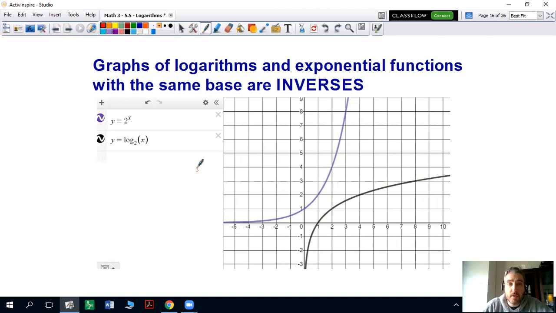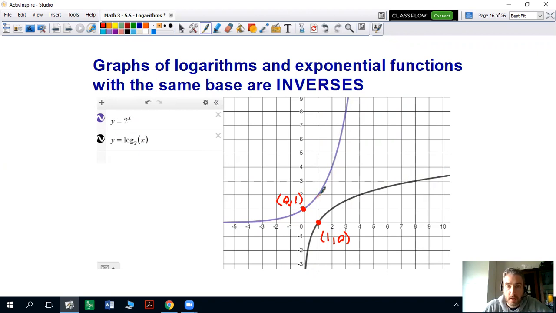So a couple takeaways here: 2 to the x power. Since the base of that is 2, the inverse of that is log base 2 of x. And just a couple of points worth mentioning. Think of the point 0, 1. If you switch the x and y values, that's the inverse. 1, 0 is on the other function.